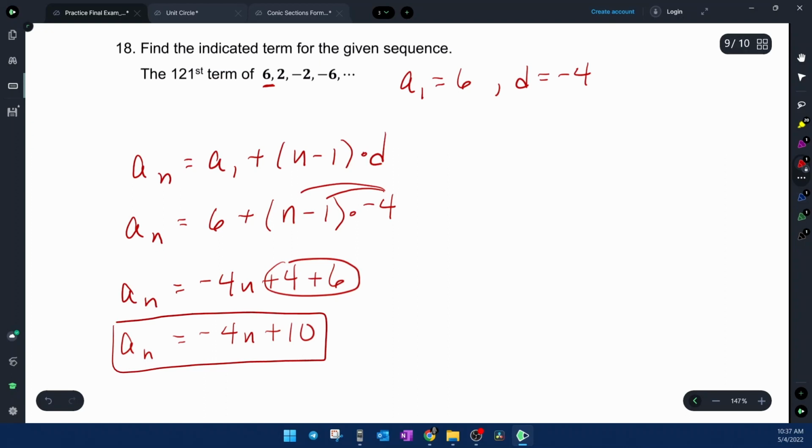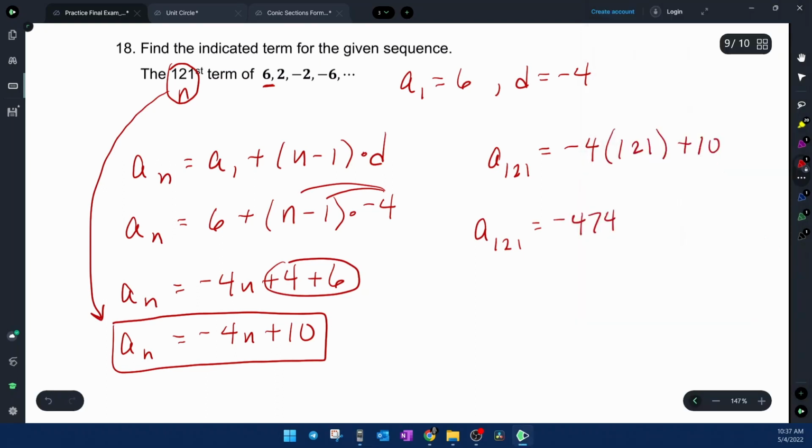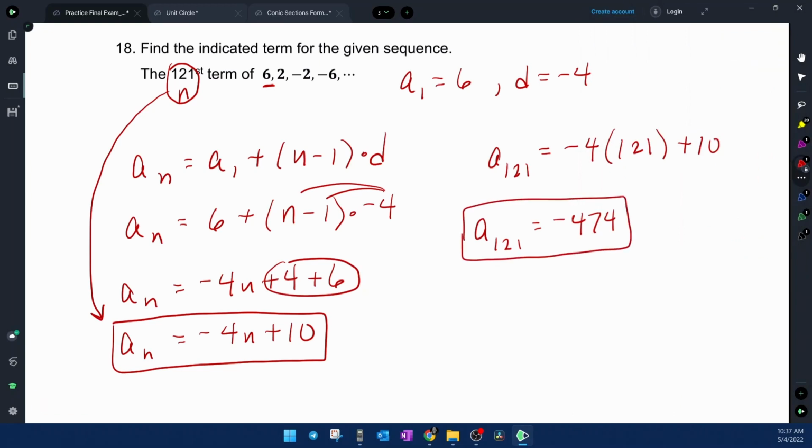And now with this formula, we know that our n is 121. All we need to do is plug and play. So the 121st term is going to be negative 4 times 121 plus 10. And I'm going to use my calculator for that. Negative 4 times 121 plus 10 is negative 474. So there is our 121st term, and that's going to do it for number 18.